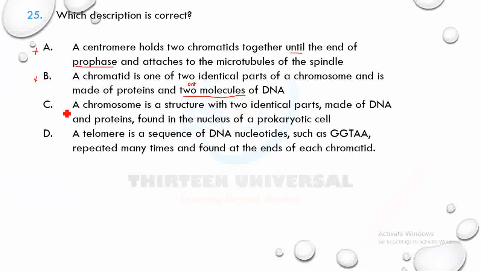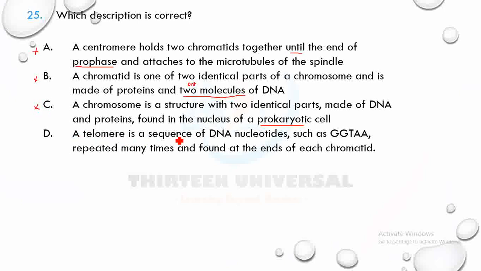Now, C says a chromosome is a structure with two identical parts made of DNA and protein found in the nucleus of a prokaryotic cell. Prokaryotic cells do not have chromosomes because they don't have histone protein. They just have naked DNA. So this is wrong. So we have D left.